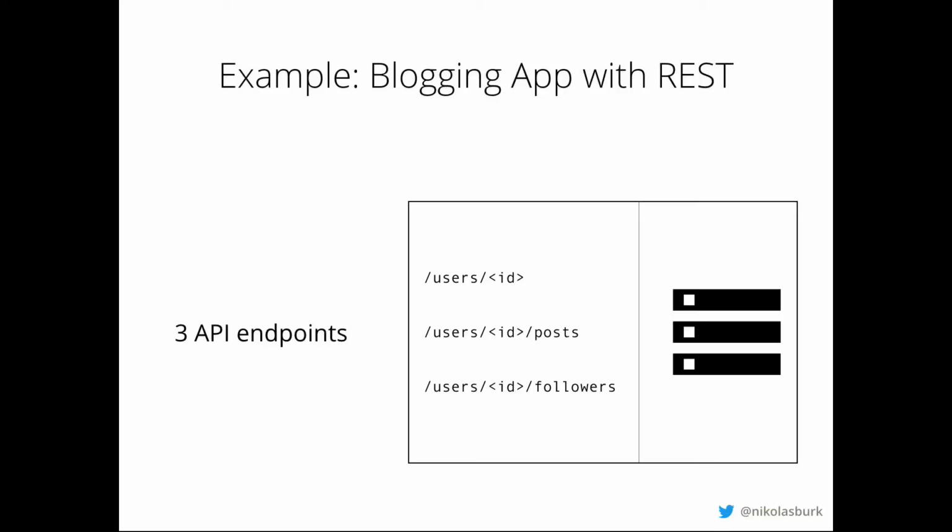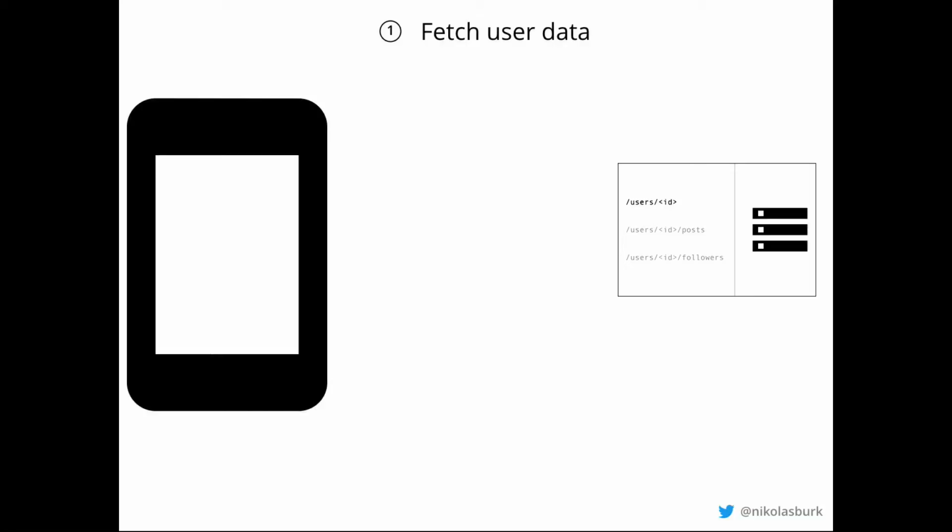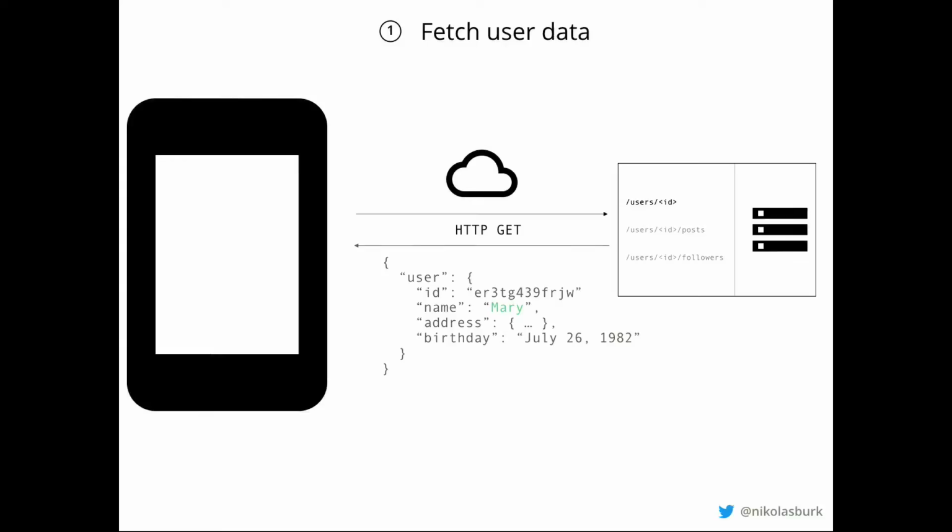So if we now implement the screen that we saw before, we would have to hit all these three REST endpoints. The first step would be to fetch the user data so that we can render the first name of the user on top of the screen. So we would hit the /users/:id endpoint with a given ID, and then we would get some response from the server that contains all the data for that user.